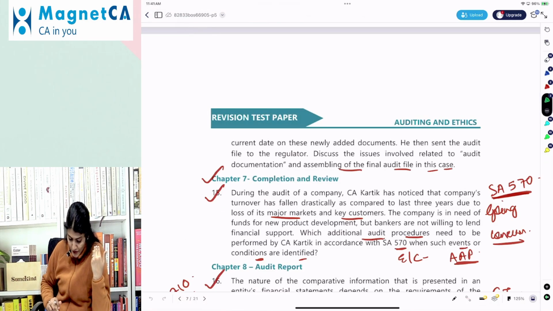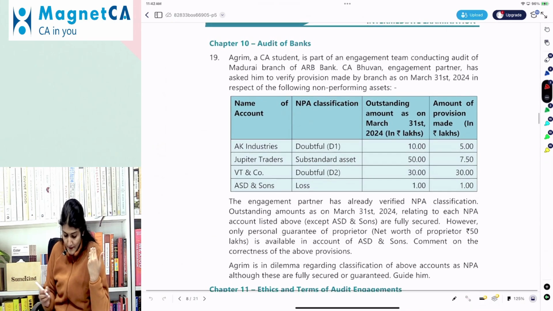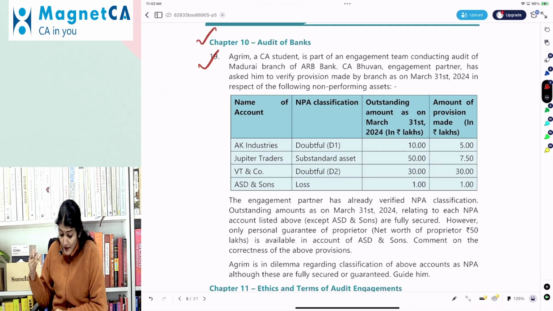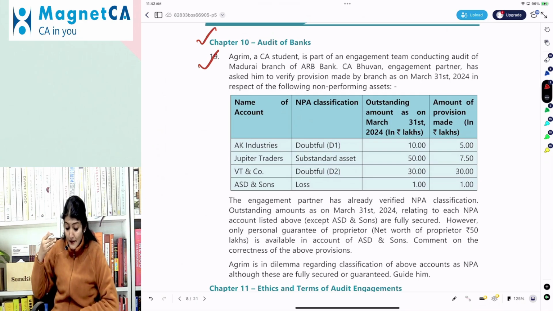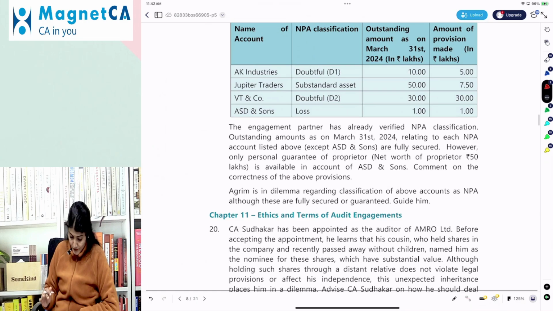What is the next question we have? Yes, now the next question is regarding the bank audit. So chapter number 10, question number 19. Agreem, a CA student, is part of an engagement team conducting audit of Madurai branch of ARB Bank. Bhuvan, engagement partner, has asked him to verify the provision made by the branch as on 31st March in respect of the following NPA. Name of account, NPA, outstanding amount of provision.